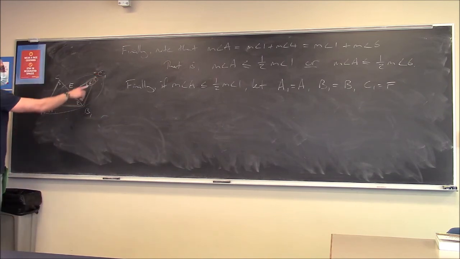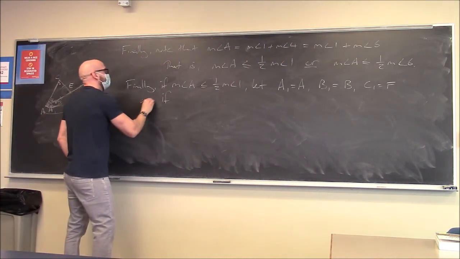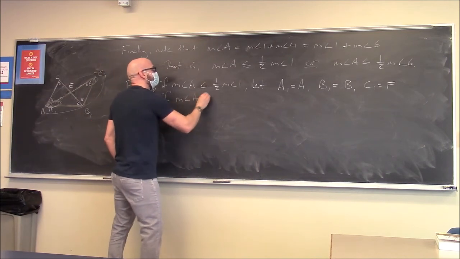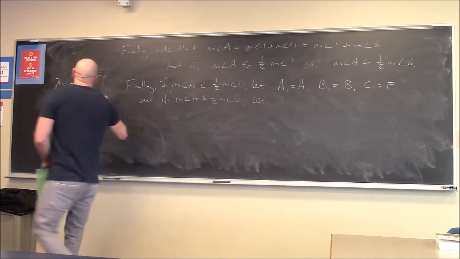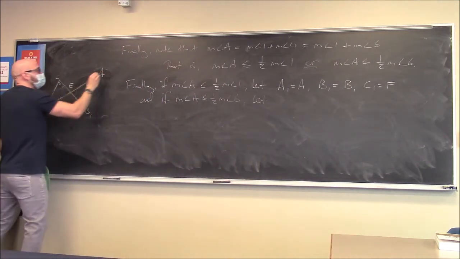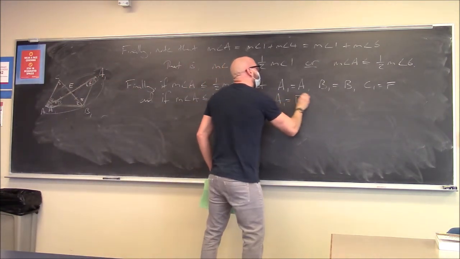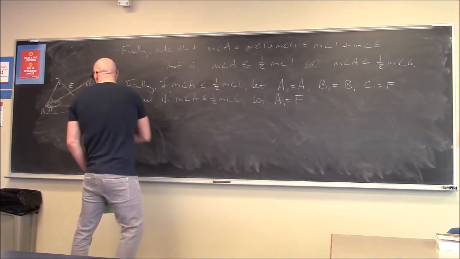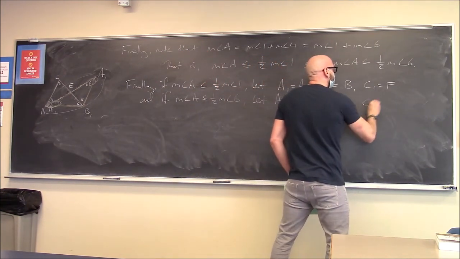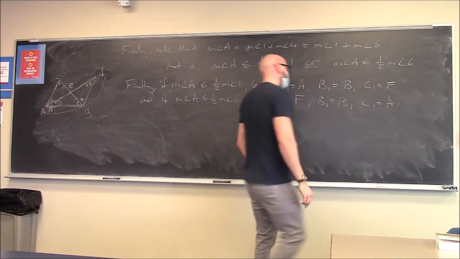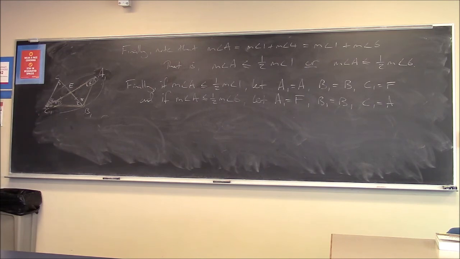If it's the other case, if angle 6 is the smaller one, and if measure of angle A is less than or equal to 1/2 of the measure of angle 6, well, now I just need to relabel everything. So let A1 be F, and then B1 can be B, and C1 can be A. And we'll go with that situation.